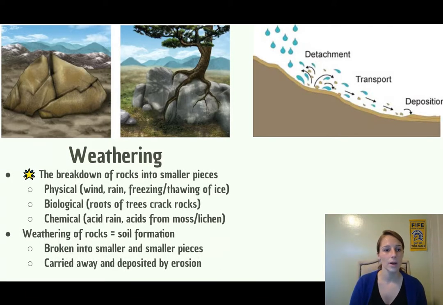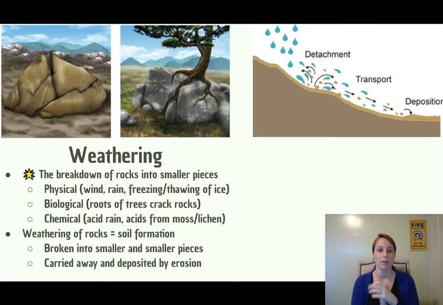Now we're going to talk about a couple factors with soil, and the first is going to be weathering. Now weathering is going to be the breakdown of rocks into smaller pieces, and there's a few different ways that weathering can happen. The first is going to be physical. This is where you're going to have things like wind, rain, freezing, thawing of ice is going to slowly break down rocks into smaller pieces.